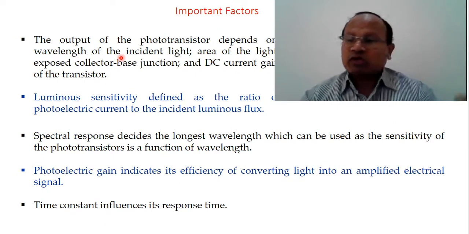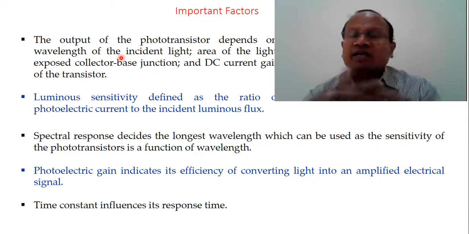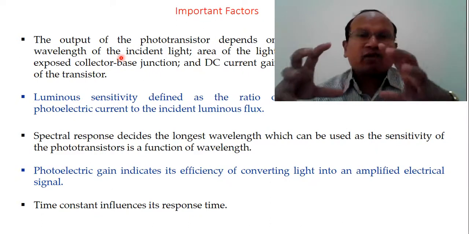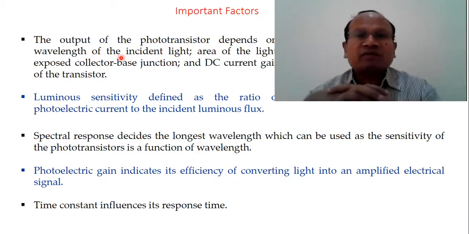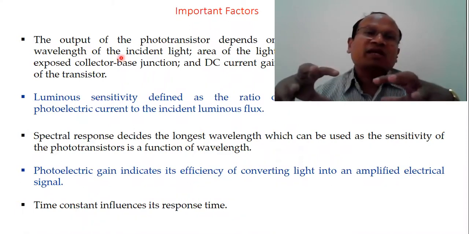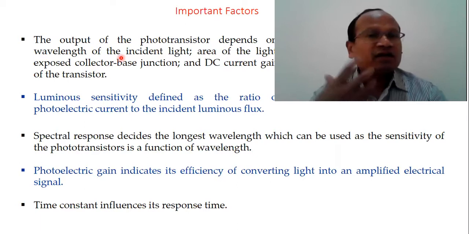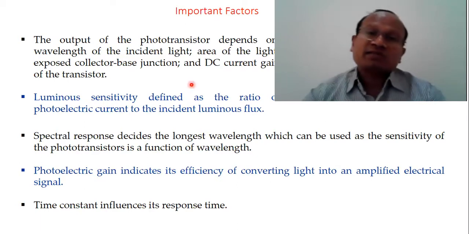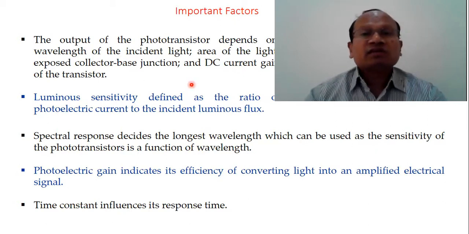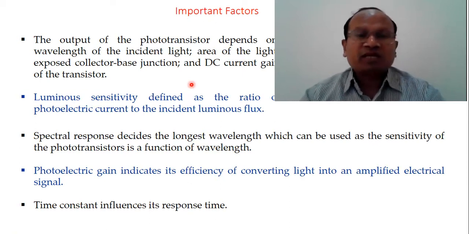I've already told you in the beginning, the collector base terminal is generally made wider than in an ordinary transistor. So that area also matters. The more the area, the more photons will be collected, and that will be the reason for a large photocurrent. Then the DC current gain of the transistor is also a factor on which the phototransistor works. The more the DC current gain, the more collector current we will finally get in the output of the transistor.